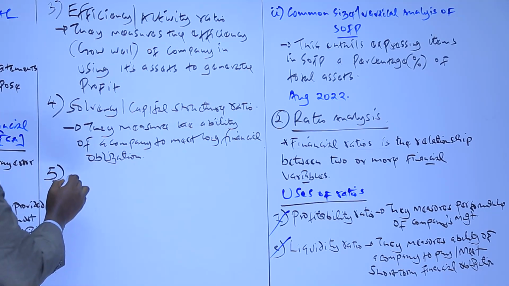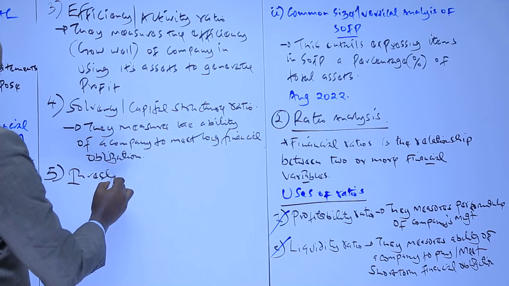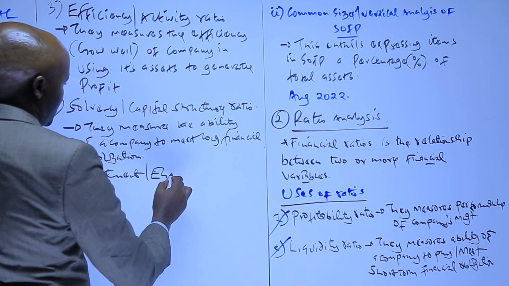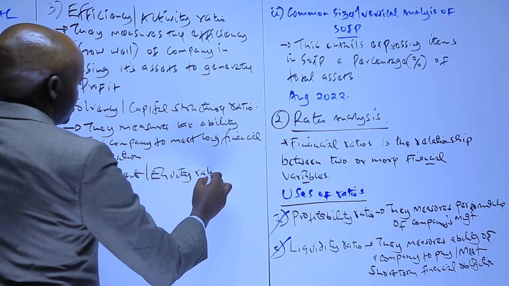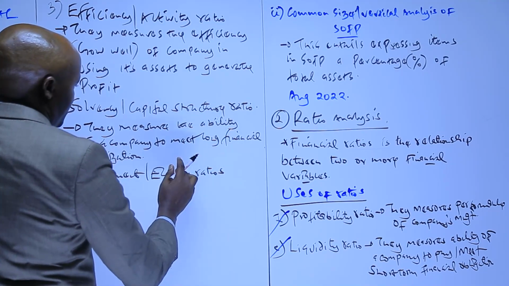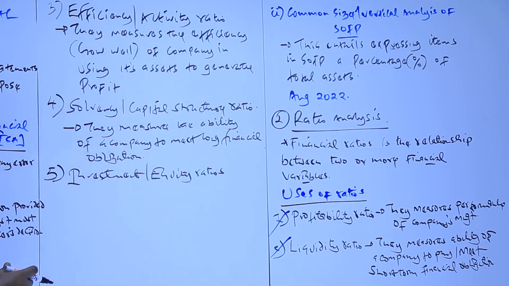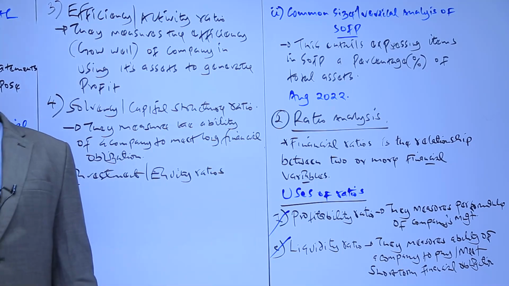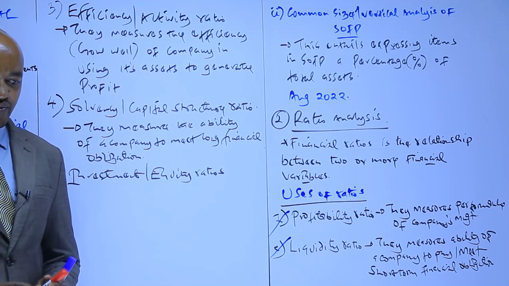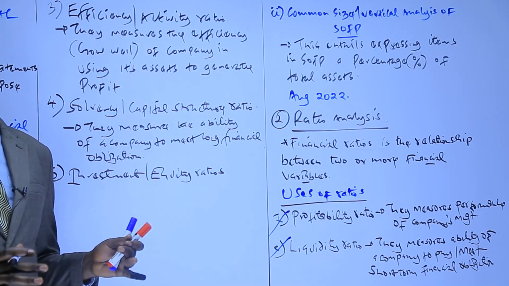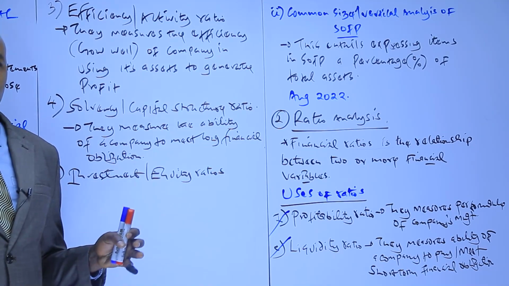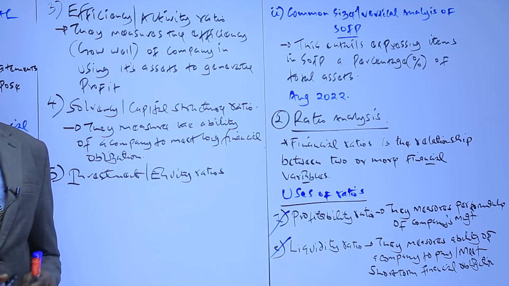Then we have the last category of ratios, and that is the investment ratios. They are also known as the equity ratios. Now these ratios are computed to help the equity shareholders of the company in terms of doing what? In terms of evaluating how well the investment in the company is performing. As a shareholder, once you invest there by buying shares, you want to know how well your investment is performing.